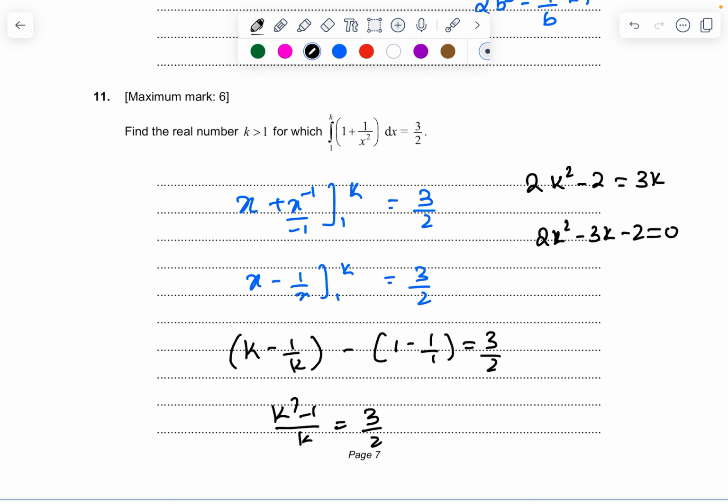Then use the graphing calculator to get the value of k. So k should be equal to 2. That's going to be the answer for question number 11.